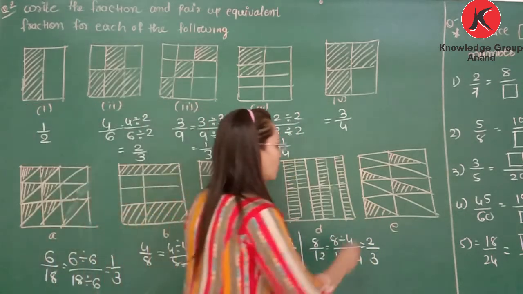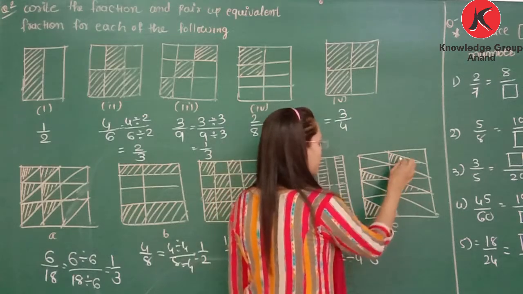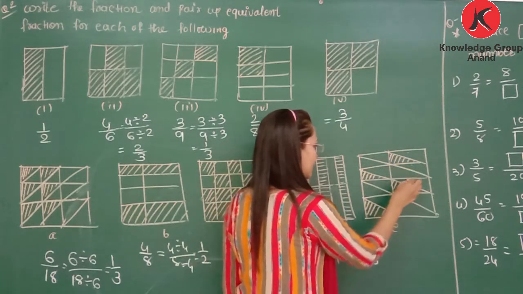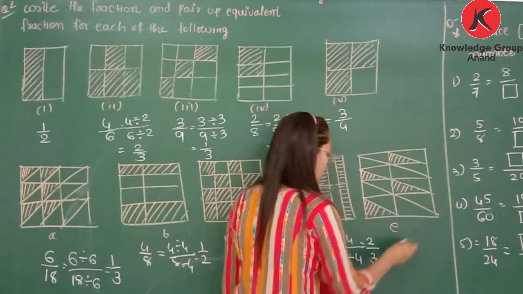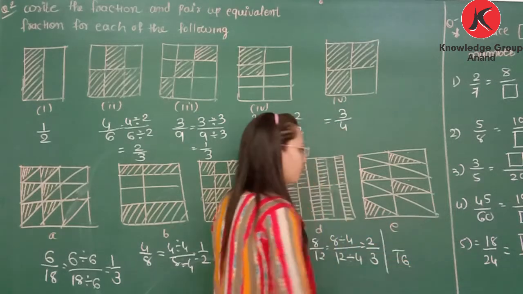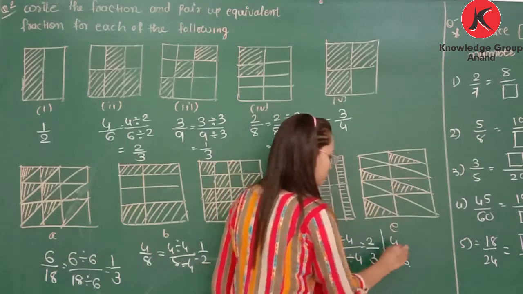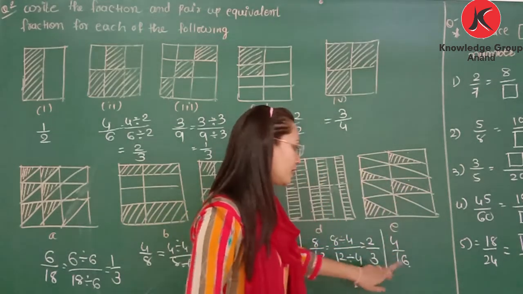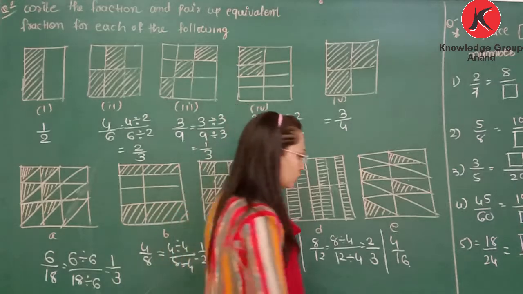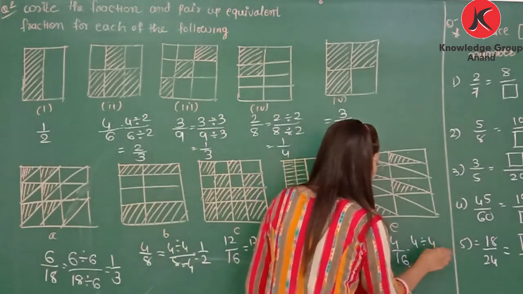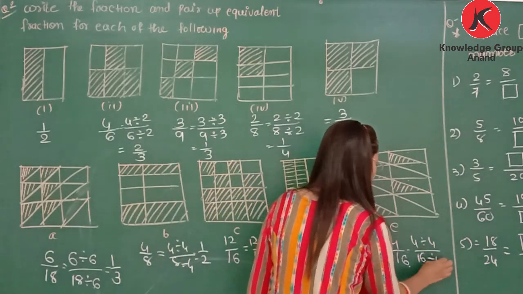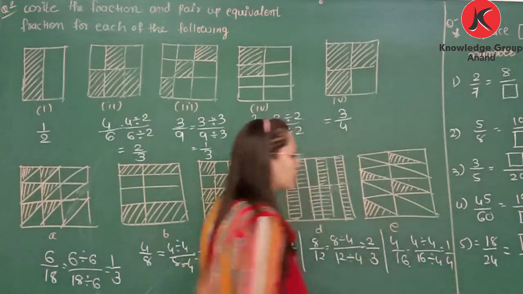For the next one, total parts 1, 2, 3, 4, 5, 6, 7, 8, 9, 10, 11, 12, 13, 14, 15, 16. So 16. How many parts are shaded in that? 1, 2, 3, 4. Now each numerator and denominator is divisible by 4. So this 4 by 16, 4 divided by 4, 16 divided by 4. So we get 1 by 4.